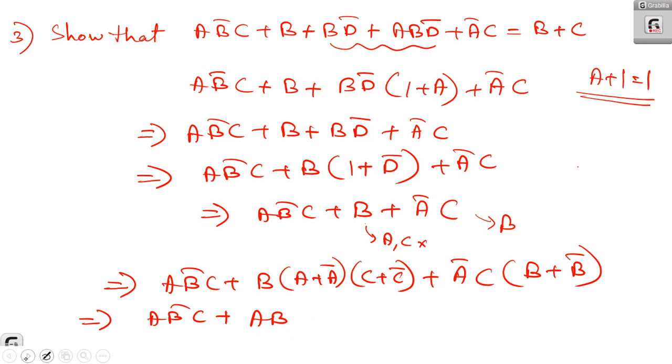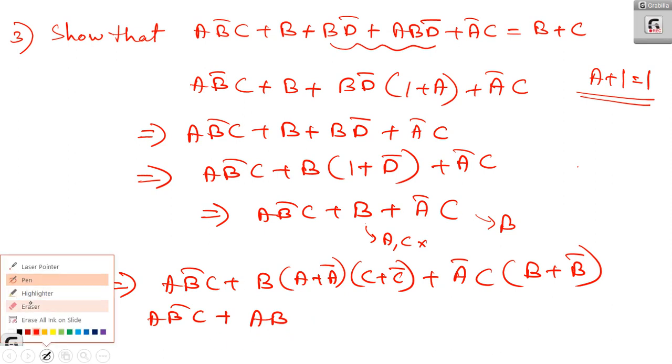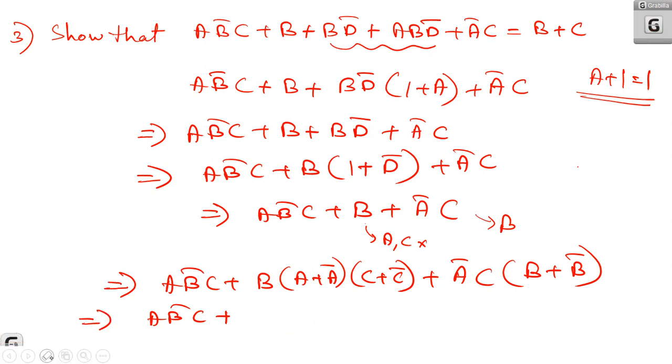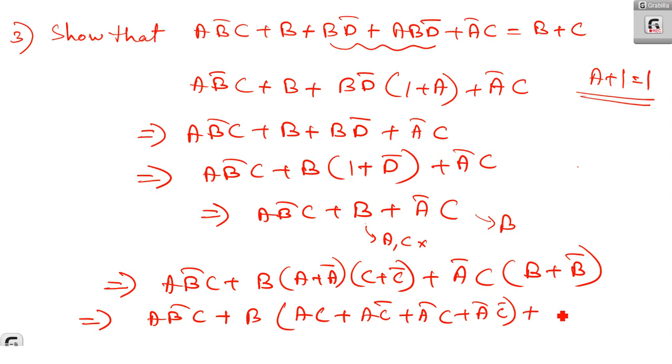You first expand the other terms. Or B into A C or A C bar or A bar C or A bar C bar, or A bar B C or A bar B bar C. I'm just expanding the terms. Now you will get A B bar C.